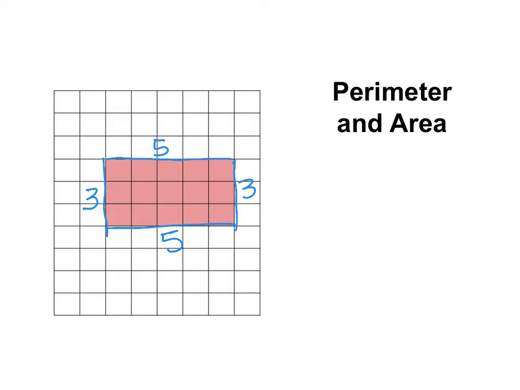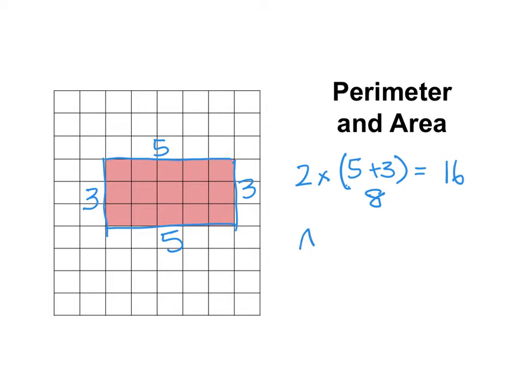Well, we know the perimeter is the length plus the width, so 5 plus 3. And if we wanted to, we could say it's 2 times 5 plus 3. 5 plus 3 equals 8, and 2 times 8 equals 16. We can double check that by saying 5 plus 5 is 10, plus 3 is 13, plus 3 is 16.